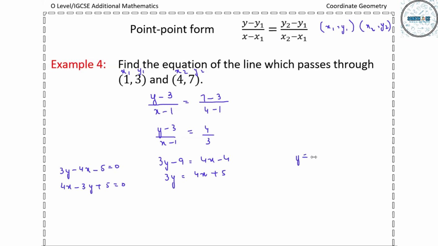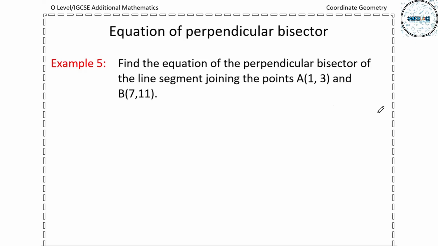y is equal to 4x plus 5 divided by 3. So we can write it as y is equal to 4 upon 3x plus 5 upon 3. All these forms will be acceptable. Now we are going to do equation of perpendicular bisector.